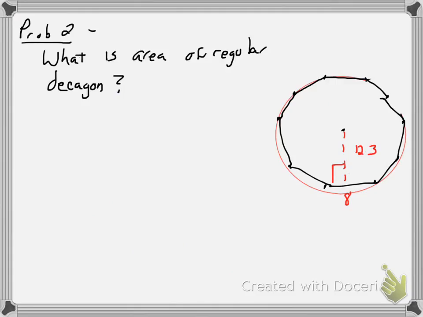Problem 2 says, what's the area of the regular decagon? Well, you see a circle outside, and it helps me to draw a decagon. I'm not a really good drawer, and you know that by now, but the apothem at 12.3 is right there. 8 is the length of my side. So remember, my area equals 1/2 of A times P, apothem times perimeter. Okay? So we know my apothem is 12.3.